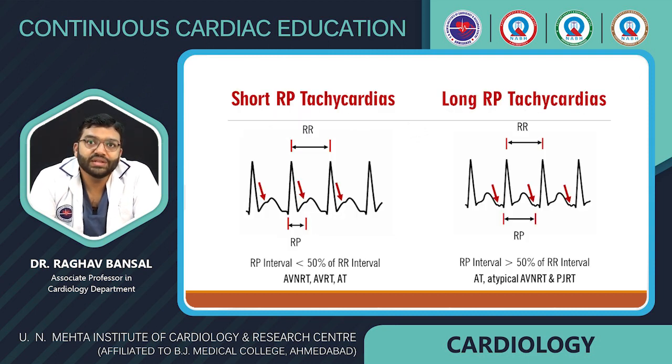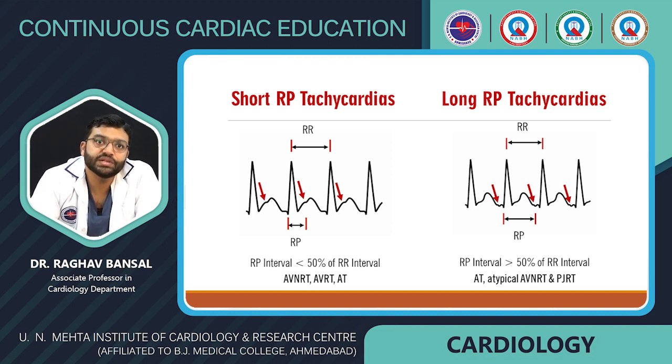So when we look at the ECG, we have short RP tachycardias and long RP tachycardias. Is it short RP or long RP? It depends on the comparison of the RP interval to the RR interval as depicted in the figure. If the RP interval is less than the PR interval or less than 50% of the RR interval, it is a short RP tachycardia.